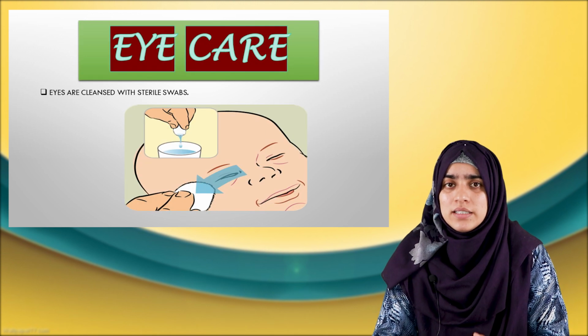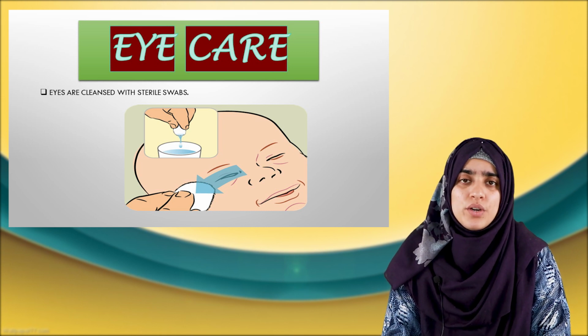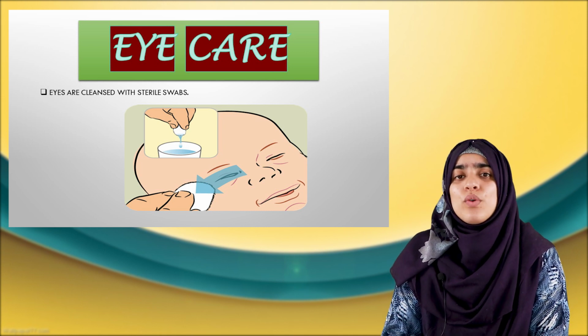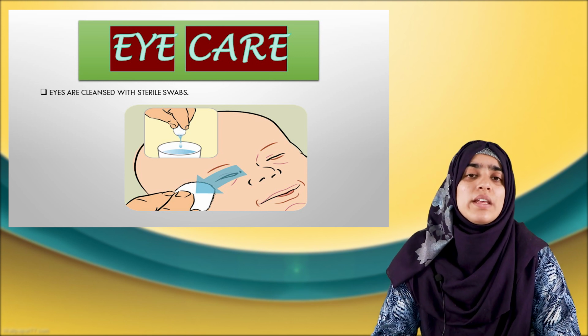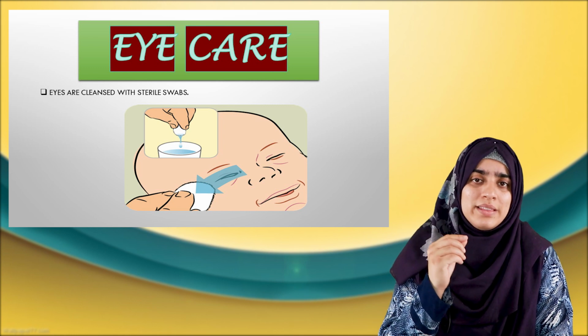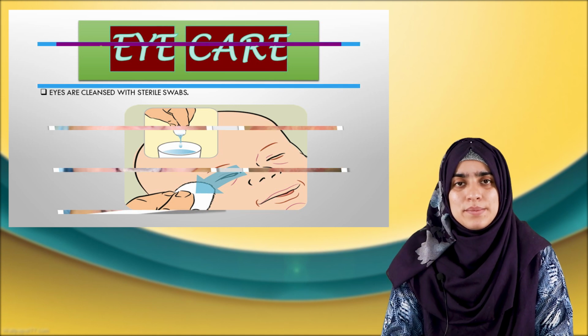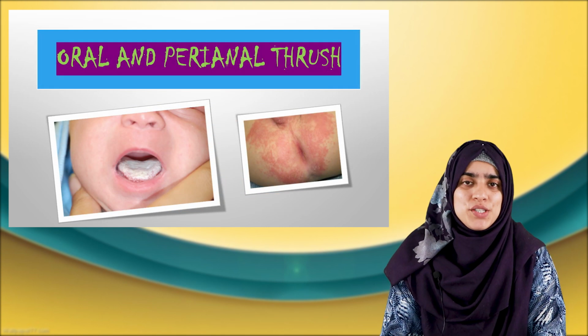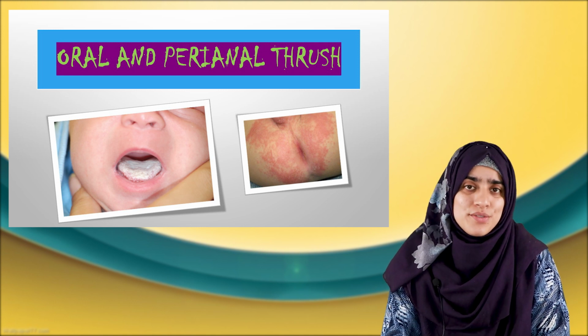In that, the eye, or both eyes if involved, are cleaned with a sterile swab, that means a swab moistened with normal saline, and then wiped with that cotton swab from the inner canthus outwards. The second disorder which is commonly seen is oral or perineal thrush.